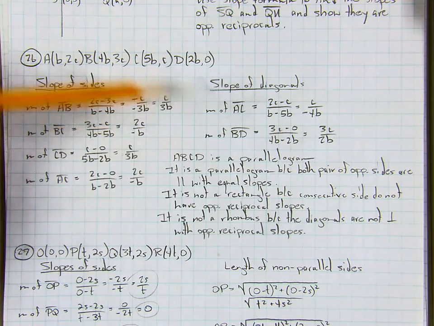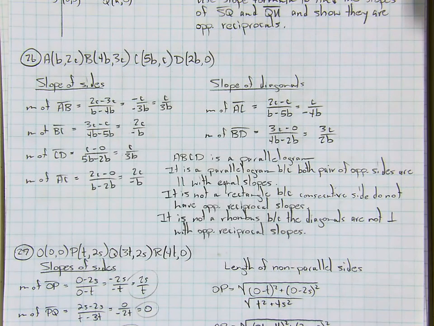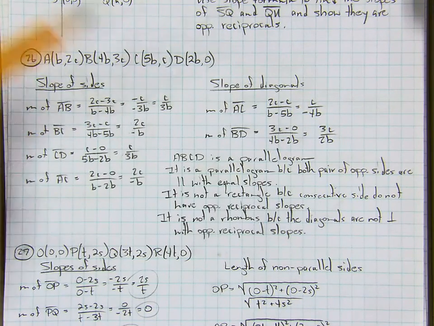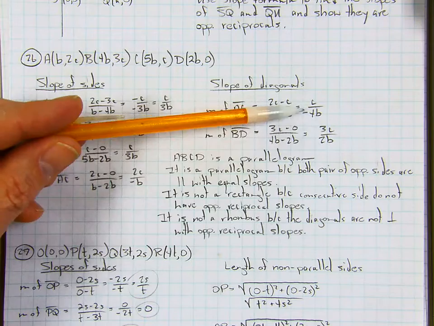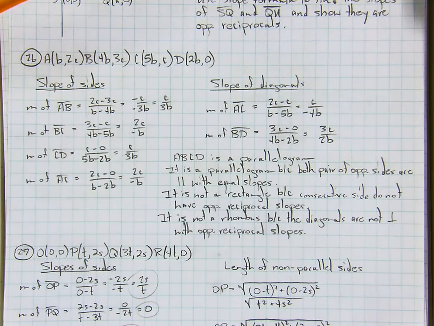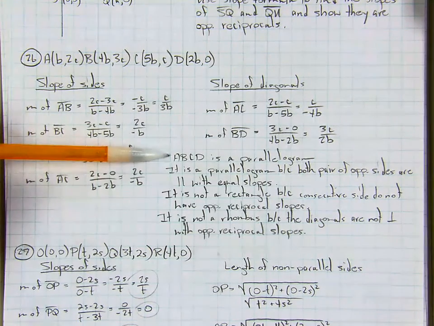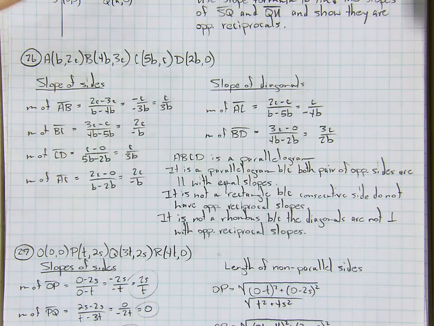Then we find the slope of the diagonals to determine, could it be a rhombus? We know it's a parallelogram. We know it's not a rectangle, but could it be a rhombus? By finding the slope of the diagonals, are those opposite reciprocals? No. So it's not a rhombus. It's just a parallelogram. And here are those 3 statements I said can go in your explanation when you're asked for your most precise name.